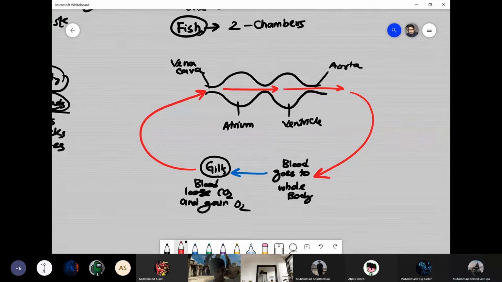So the atrium contracts and pumps the blood to the ventricle. The ventricle pumps the blood to the whole body. Then from the whole body, the blood goes into the gills. Then the blood loses carbon dioxide, gains oxygen, and then goes back into the heart. Understand? So this is how the blood is circulated in the body of a fish. And as the blood is moving in one direction, that is why it is called a single circuit heart.